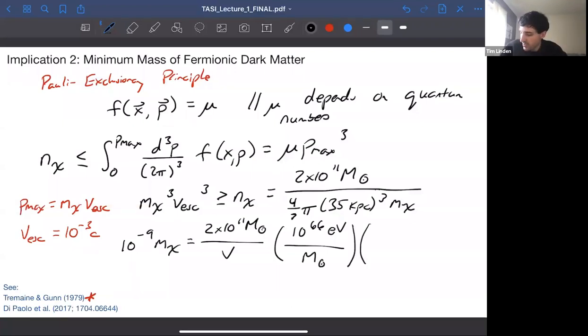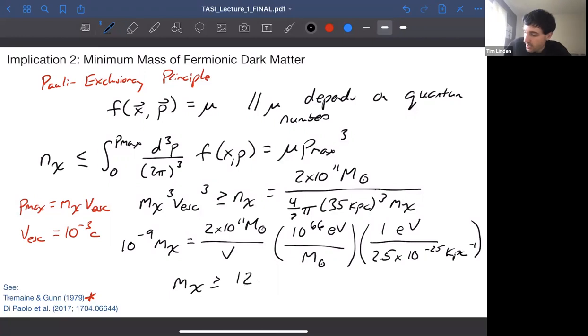And 1 eV is 2.5 times 10 to the minus 25 inverse kiloparsecs. Okay. And that gives you that the mass of the dark matter particle is greater than 12 eV. And I don't know why I kept the second digit there. So I'm going to go over what we did.